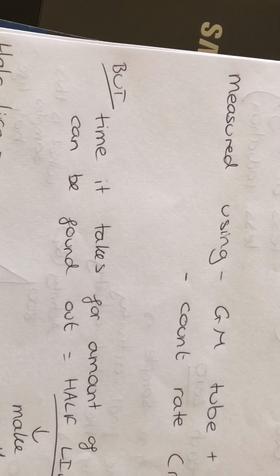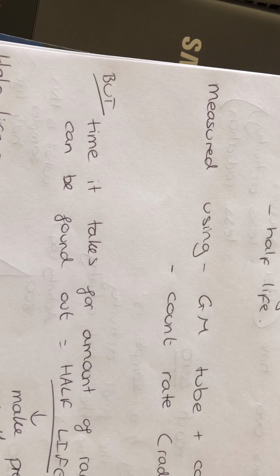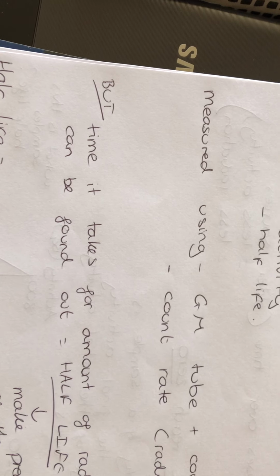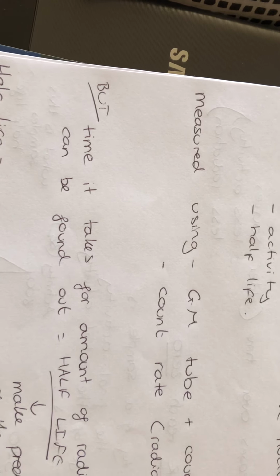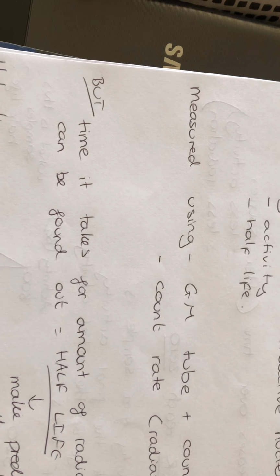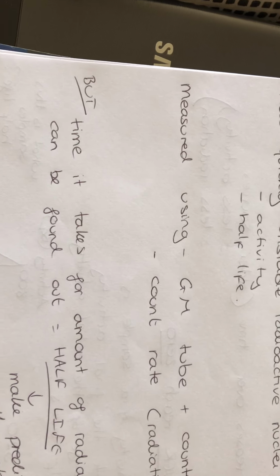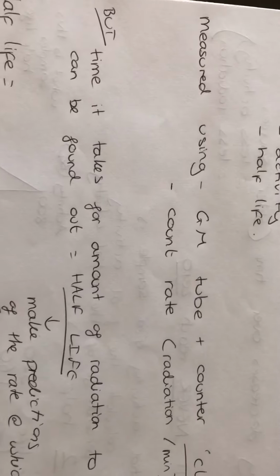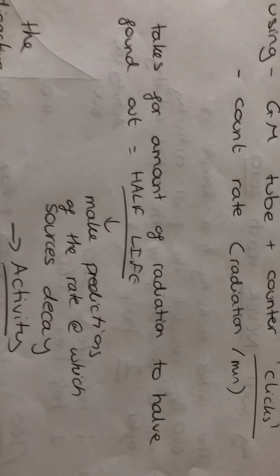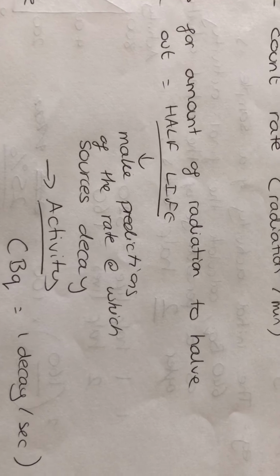Now, what we have to remember is that radioactive decay is entirely random, so we can't predict exactly which nucleus in a sample will decay next, or when any of them will decay. We can't force it to happen, we can't make it go faster, we can't make it go slower. It just is what it is. But you can find out the time it takes the amount of radiation emitted by a source to halve. This is known as the half-life. From the half-life, we can make predictions of the rate at which a source decays, and that is known as its activity.